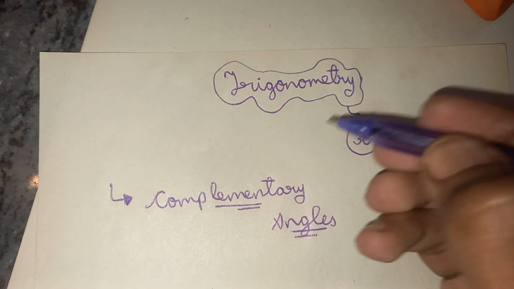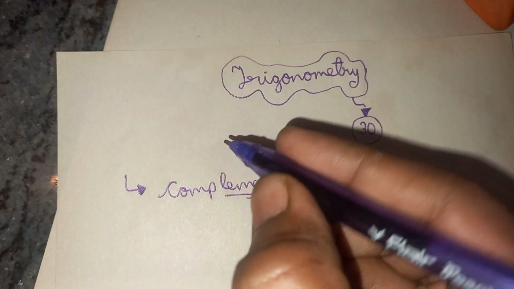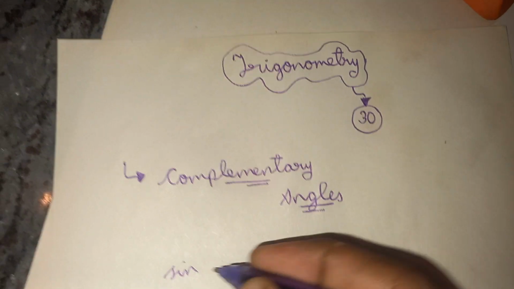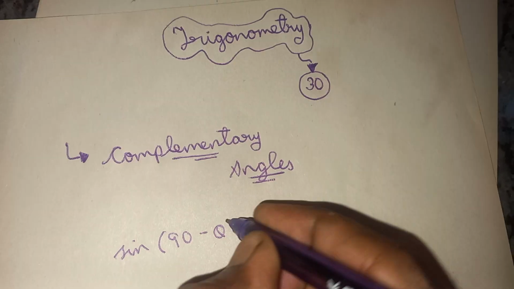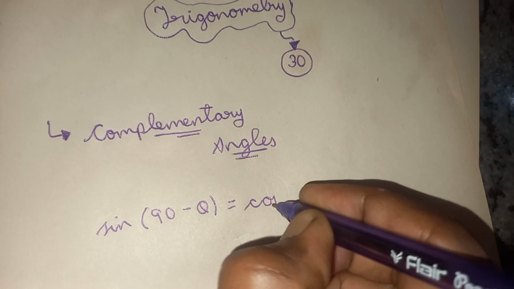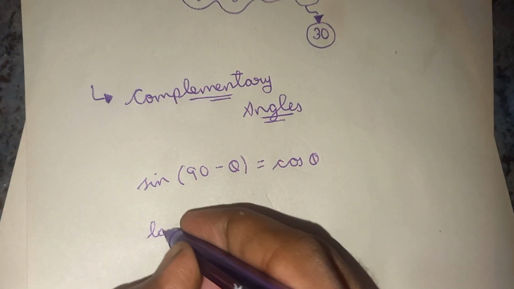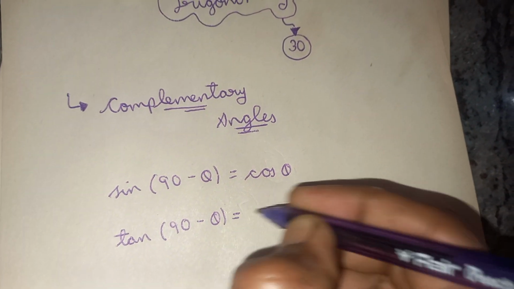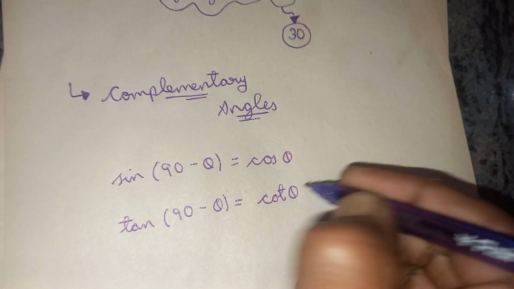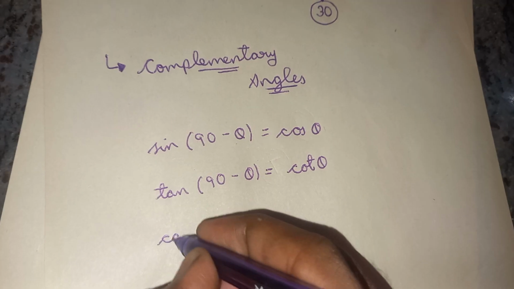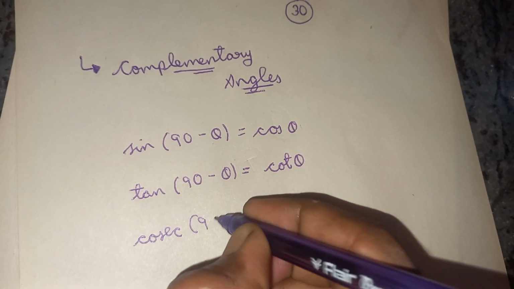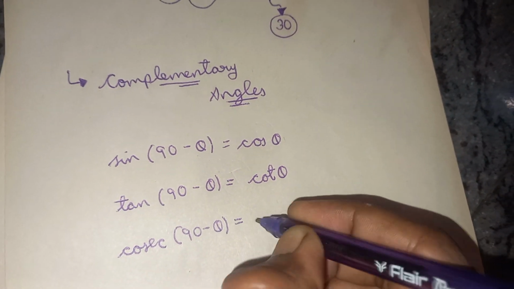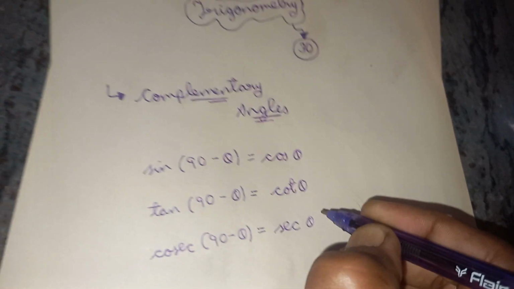This is the 30th video of trigonometry. Here I'm going to tell about complementary angles. Complementary angles means you can write sine of 90 minus theta as equal to cos theta, and in the same way you can write tan of 90 minus theta as equal to cot theta, and cosecant of 90 minus theta as equal to secant theta. I'm going to tell how it works.